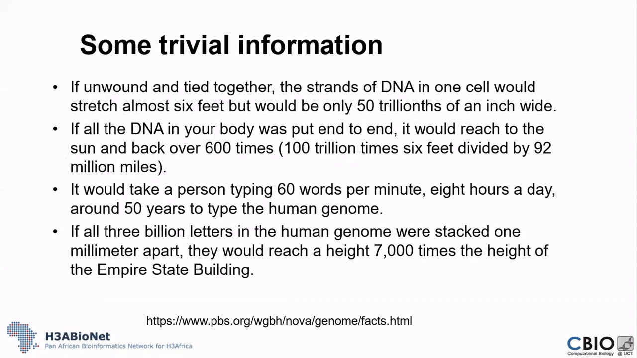So just some trivial information about our genome. If you unwound it and tied together the strands of the DNA in one of our cells, it would stretch almost 6 feet, but it would only be 50 trillionths of an inch wide. If all the DNA in our body was put end to end, it would reach to the sun and back over 600 times. So that's how much DNA we have compacted into all the billions of cells we have.